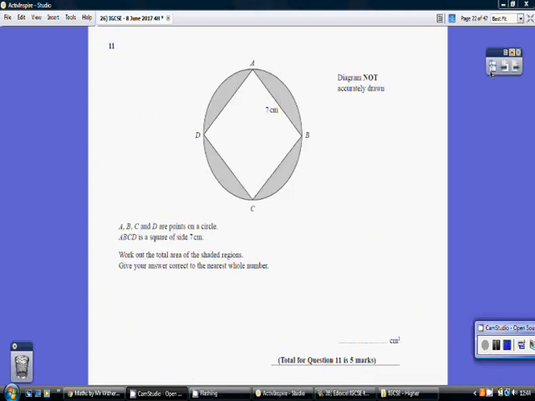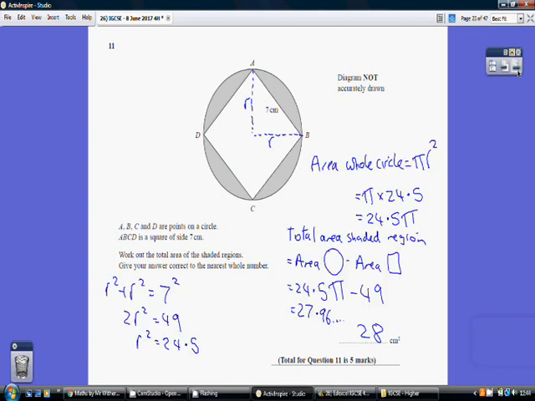Question 11. Now there are a couple of ways of doing this. You could have basically said that AB is one side of a right-angled triangle, BC is the side of another right-angled triangle, and therefore the diameter AC you get from Pythagoras when you do 7 squared plus 7 squared, square root that would give you the diameter, and then you would halve that.